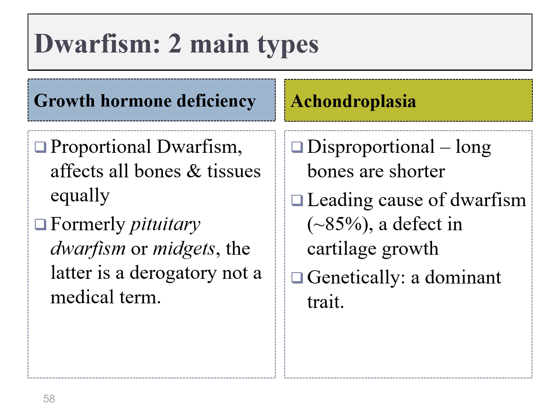On the other hand, an underproduction of growth hormone can lead to the opposite condition. It can lead to a type of dwarfism. This is called proportional dwarfism because it affects all bones and tissues equally. This is a rare form of dwarfism.